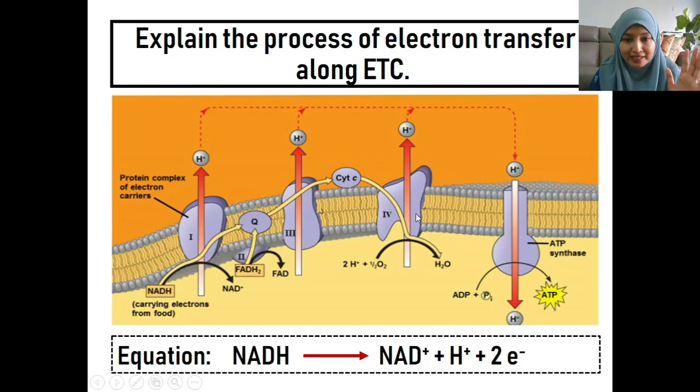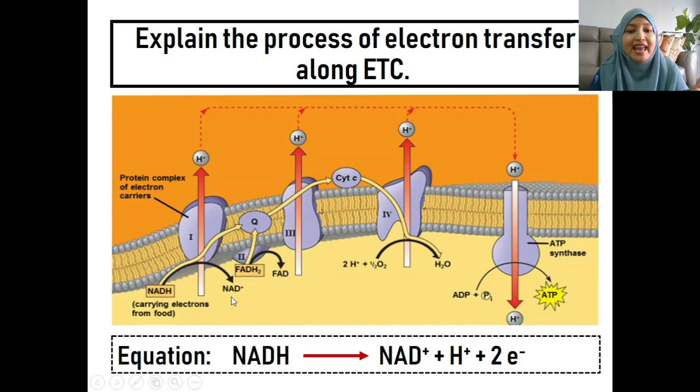Point number 5, electron from cytochrome C oxidase is transferred to oxygen that act as last electron acceptor. Next point, oxygen will combine with H plus ion to form water as byproduct. The next point is, during the electron transfer, energy is released.